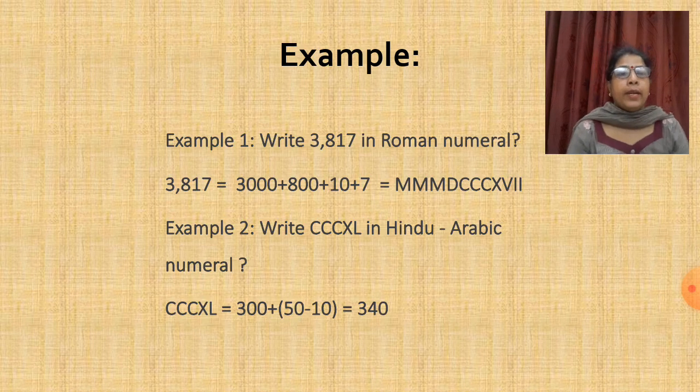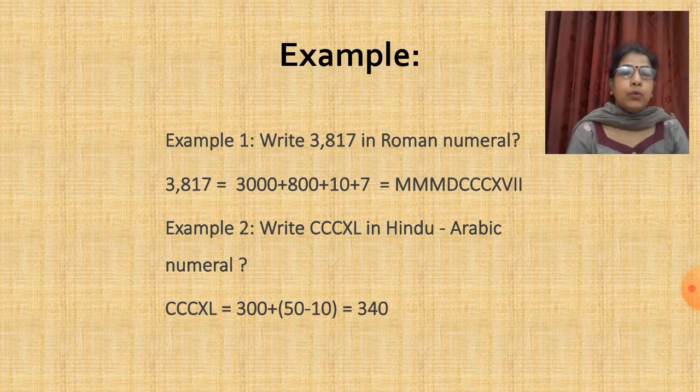Now for better understanding, let us see these examples. Write 3817 in Roman numerals. 3817 is equal to 3000 plus 800 plus 10 plus 7. So how will we write 3000? MMM, DCCC, X, V, II.